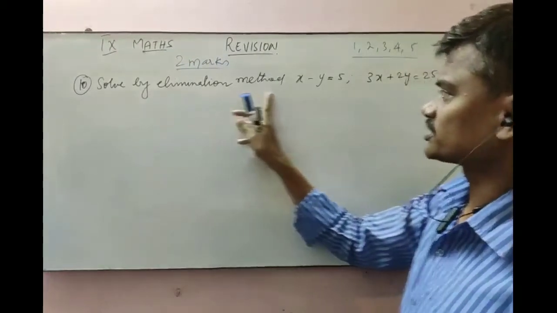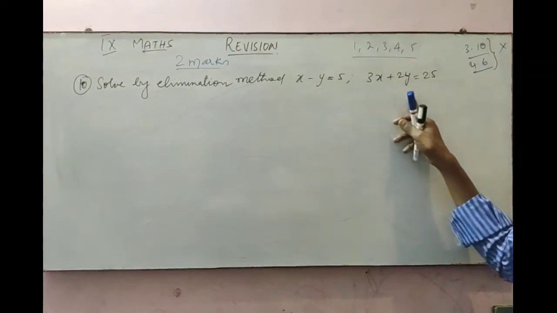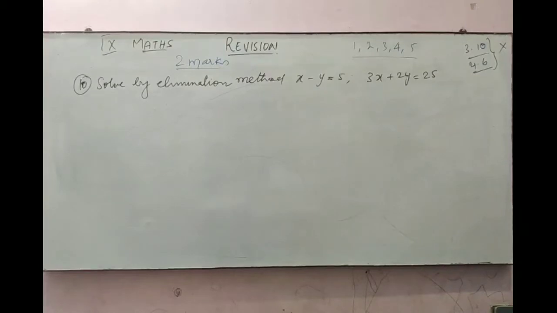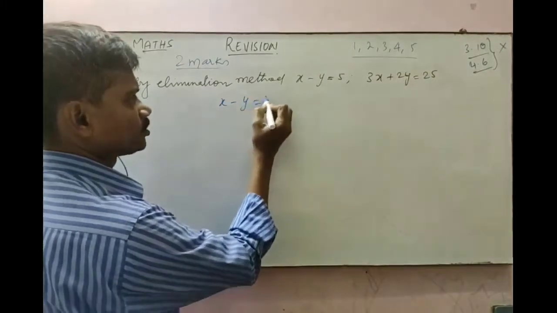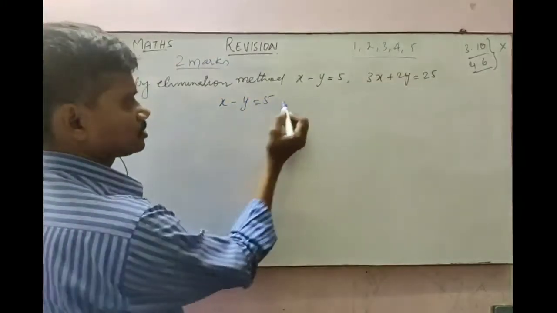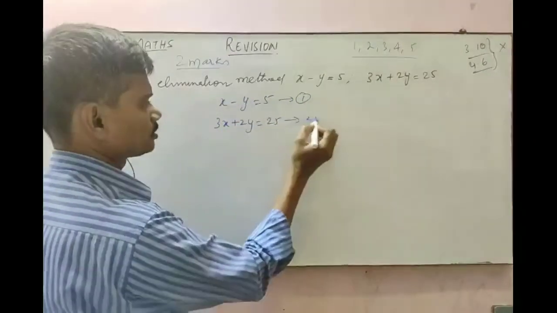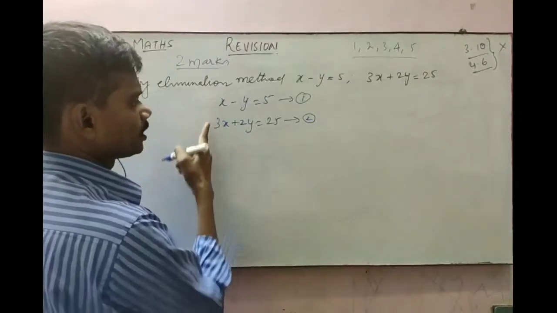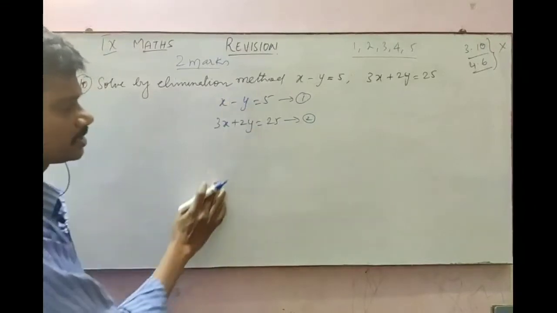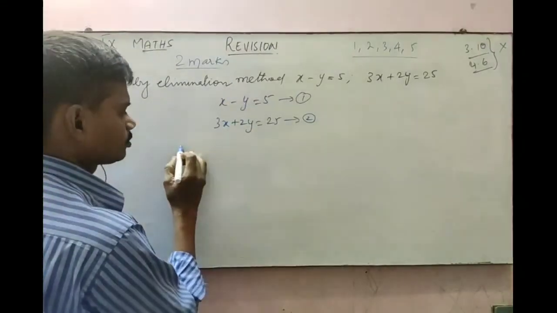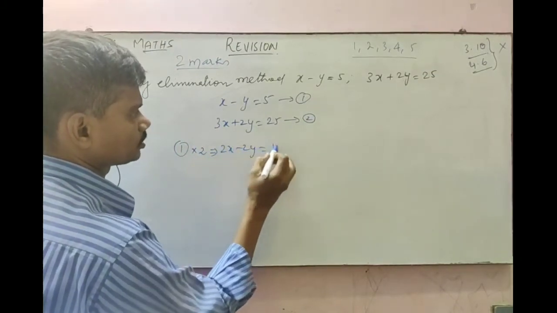So we are going to solve the elimination method. Here the equations are x minus y equal to 5 and 3x plus 2y equal to 25. First we are going to arrange this. X minus y is equal to 5 and 3x plus 2y equal to 25 as the second equation. Look at the coefficients here, 1, 3. Here the coefficient of y is minus 1, here 2. We have to make the coefficients as same. So I am going to multiply the first equation with 2. I will get 2x minus 2y equal to 10.